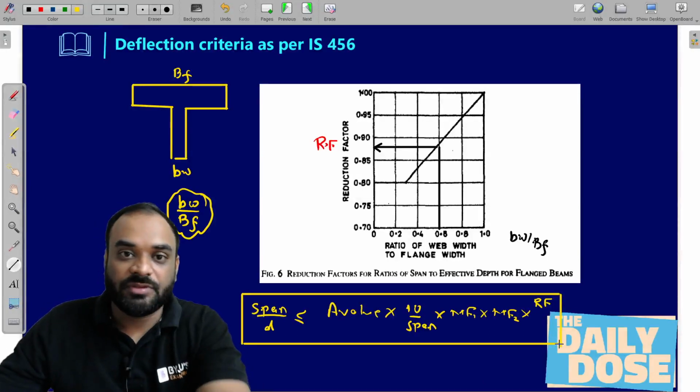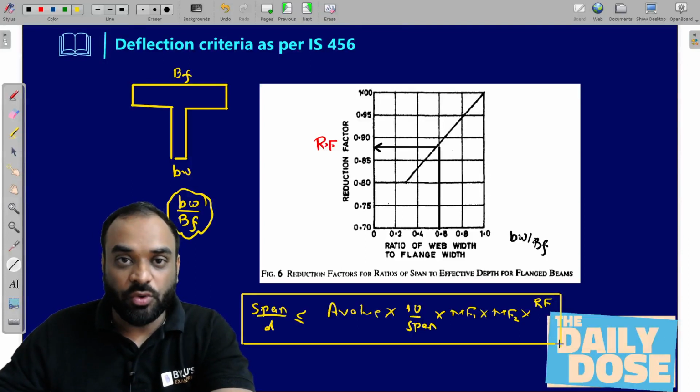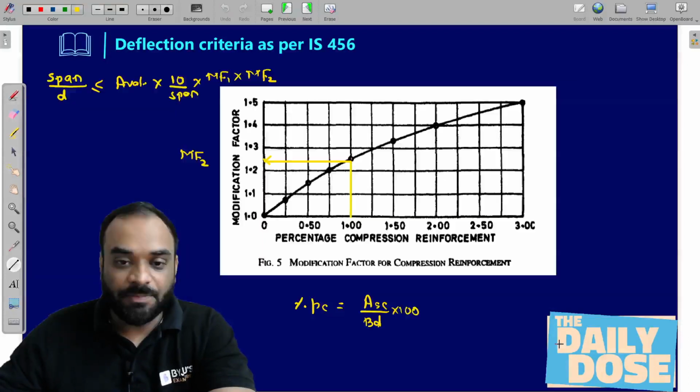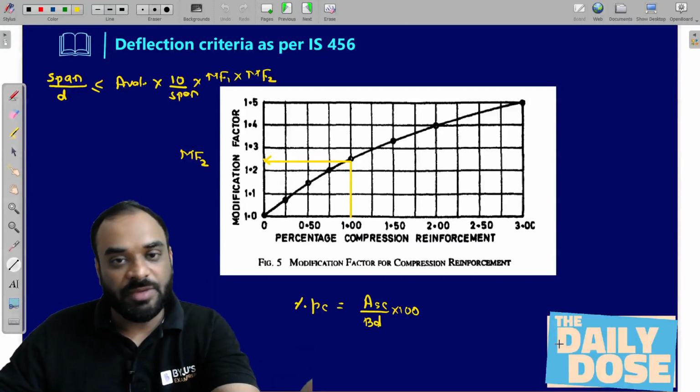So I hope this is understood to all of you guys. But remember this formula is valid only in case of what? T-beam. And the previous formula which we have discussed, in which there is no reduction factor, so that formula is valid for our rectangular beam condition.